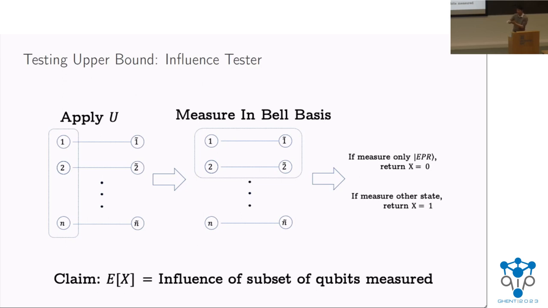And then the measurement outcome will be distributed in such a way that if you output 1 for one of the outcomes, then you'll get exactly the condition that you would like, where the expected value is equal to the influence of the subset of qubits. So in this sense, we now have an influence tester.